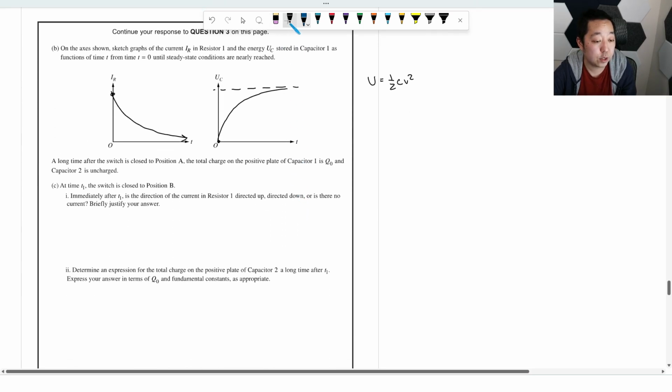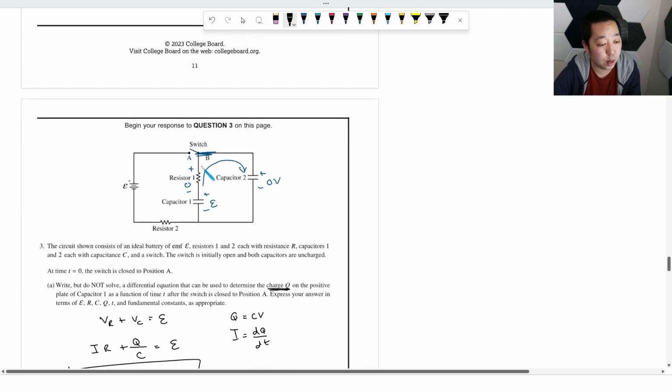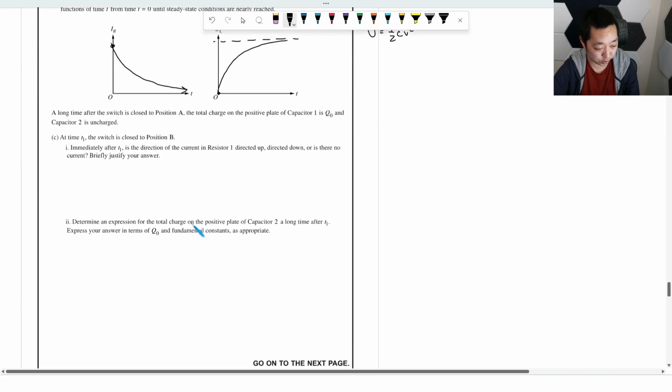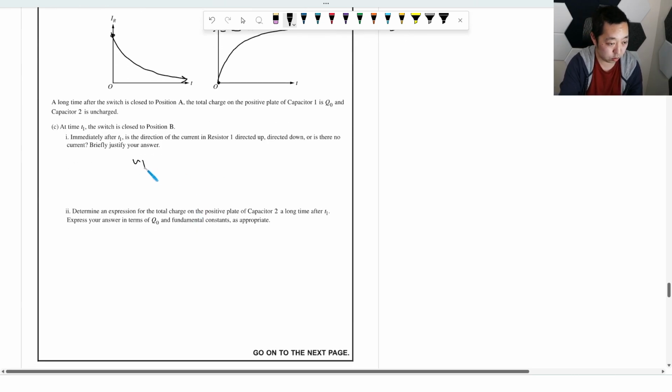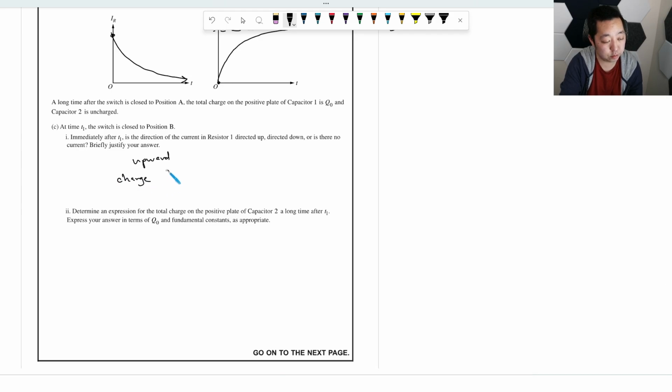So immediately after, the direction in resistor 1 is directed upwards because charge is flowing from capacitor 1 to capacitor 2. Charge flows from capacitor 1 to 2 because of the potential difference. There's a potential difference.